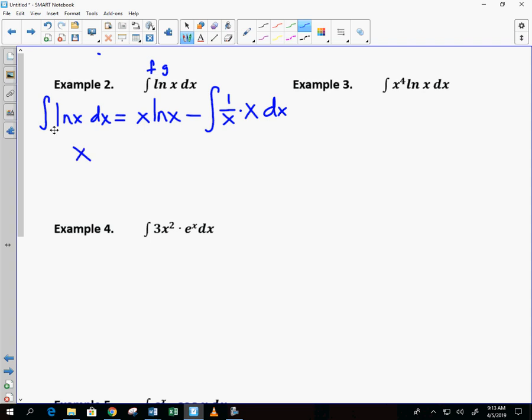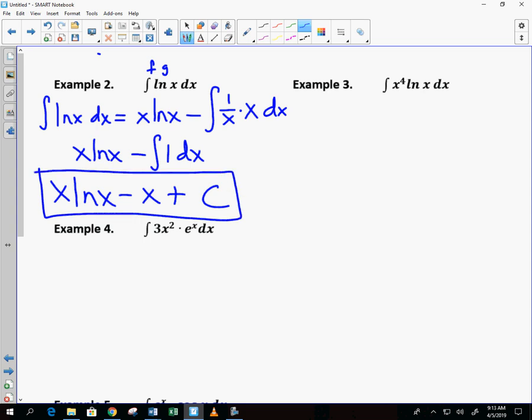So I have x natural log of x minus the integral of 1 dx. Oh no, I have another integral. Should we just quit? We should probably just quit, shouldn't we? x natural log of x minus x plus your constant. That's the antiderivative of natural log.